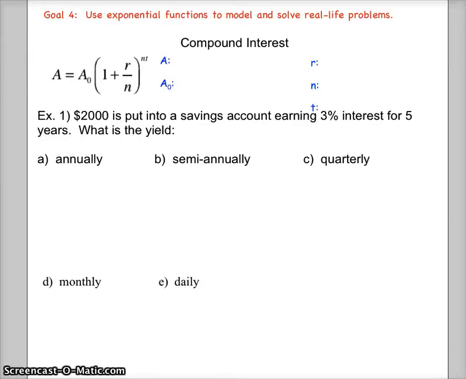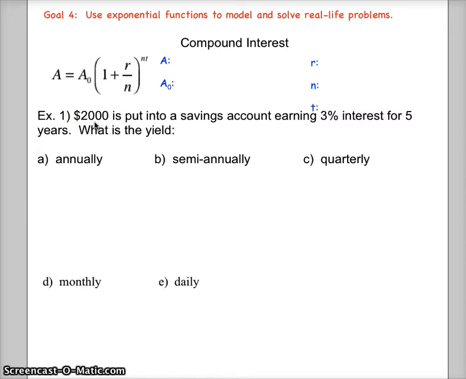Ladies, we are in Chapter 3, Section 1. We're studying exponential functions, and we are looking at Goal 4. Goal 4, we're going to use exponential functions to model and solve real-life problems. And right now we're going to talk about compound interest. We're going to talk about it in terms of this example.